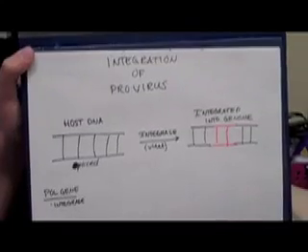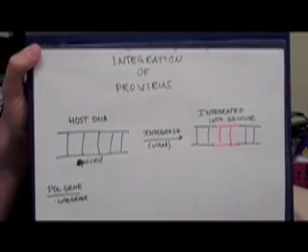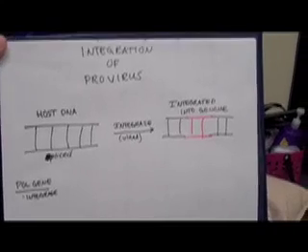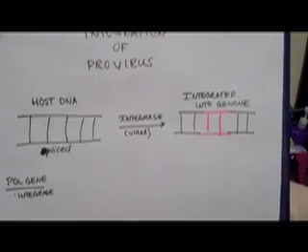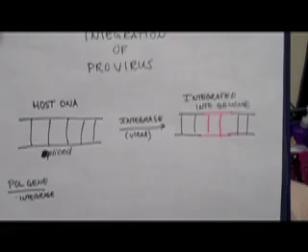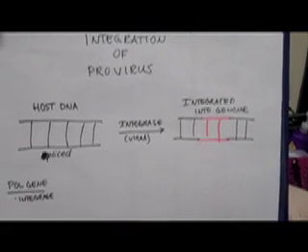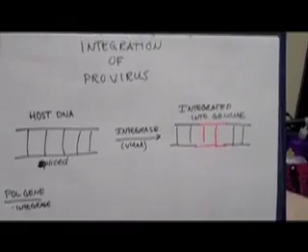The next step is the integration of the provirus. The viral enzyme integrase splices the host DNA and inserts the viral DNA into the host genome. Now, as a provirus, it can lay dormant until all of the right transcription factors are present. Integrase is also encoded by the Pol gene.